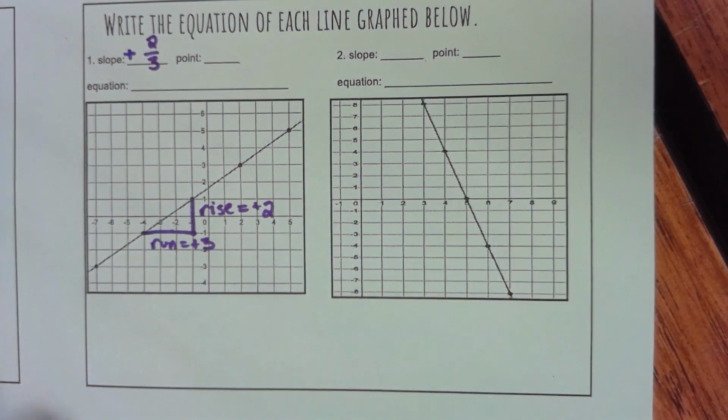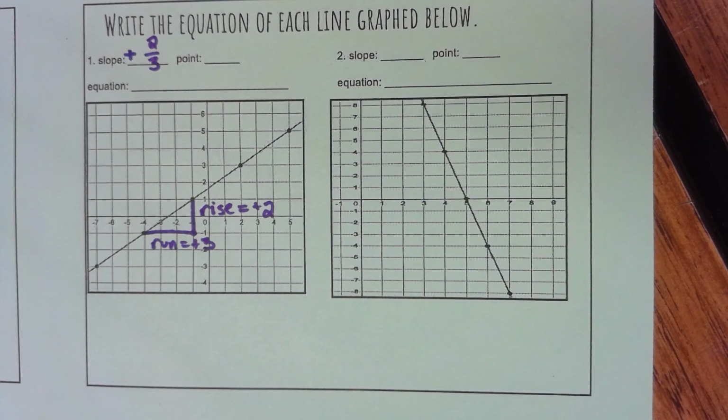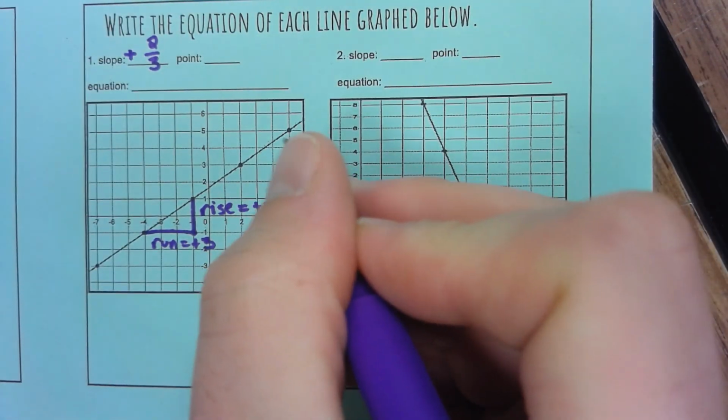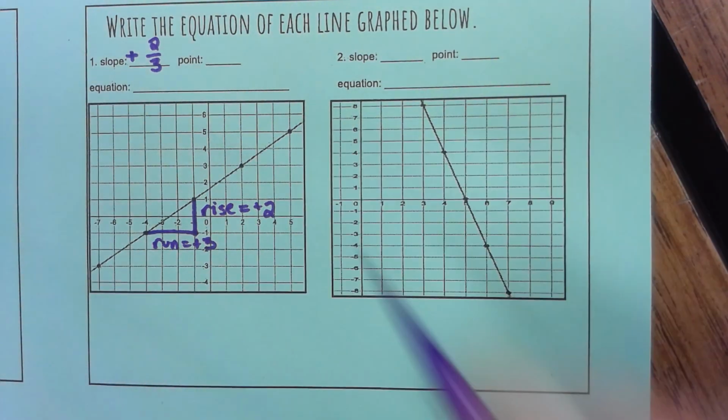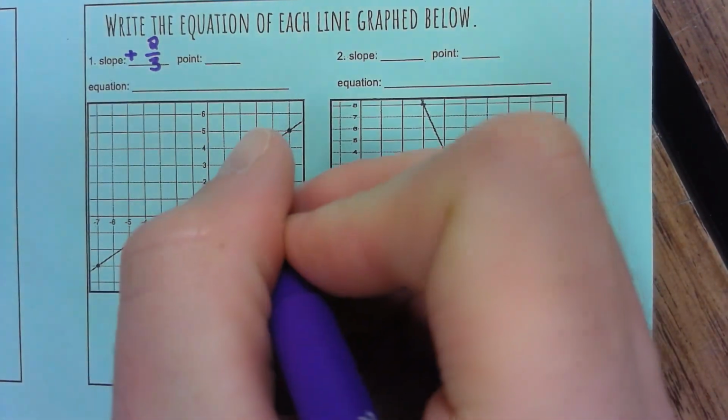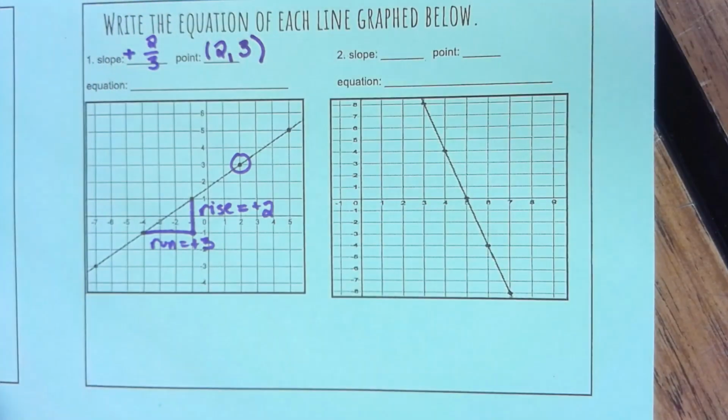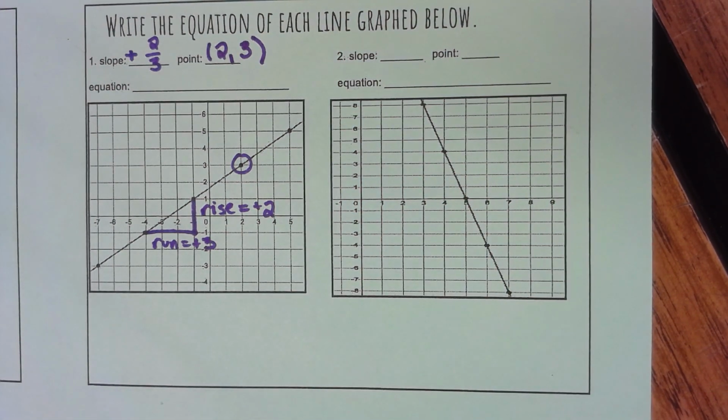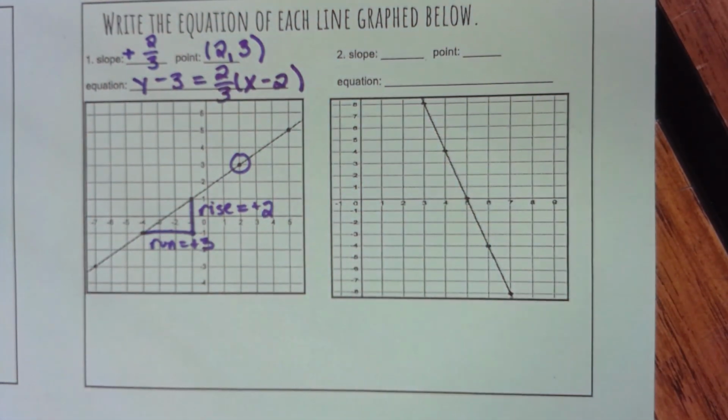And then again, the point that you choose, as long as it's any point on that line, it doesn't matter. So the point that you choose could be different than somebody else in your group. They might pick a different point. I'm going to use this one up here in the top right. Actually, let's not do that one because the coordinates are kind of the same. Let's do this one right here. Okay, that one is 2, 3. And now I just need to piece all this together and plug it into my point slope form. So y minus 3 equals 2/3 times x minus 2. All right.